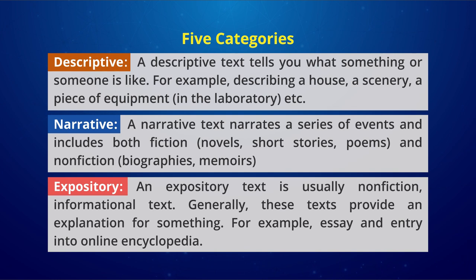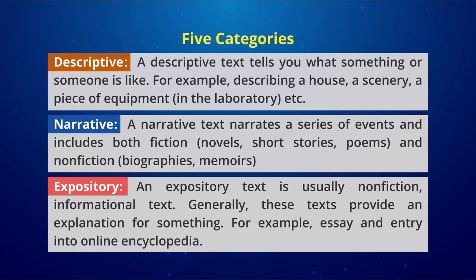Then the second type is narrative. Narrative text narrates a series of events and includes both fiction, that is novels, short stories, poetry, and non-fiction, that is biographies, etc. Children will encounter these kinds of narratives in the English language textbook, even in science fiction. Real life experience. In a way, everybody is a narrative.